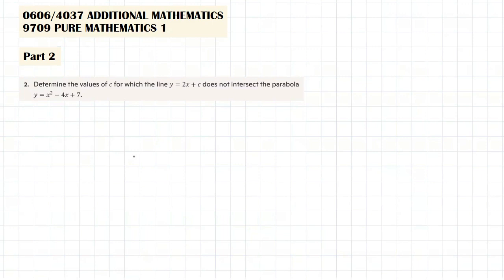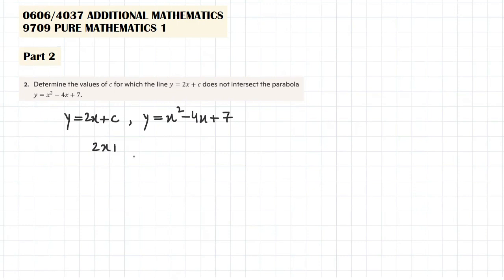So determine the values of c for which the line y equals 2x plus c does not intersect the parabola y equals x squared minus 4x plus 7. This is where sometimes I believe that students get a bit confused. Like, why are we equating them if the question says the line does not meet? So listen to me carefully. You have to equate them first and then apply the discriminant and then decide what are those values for which this line does not meet the curve. I hope you get the idea. If you haven't, just rewind it a bit and listen to it once again.